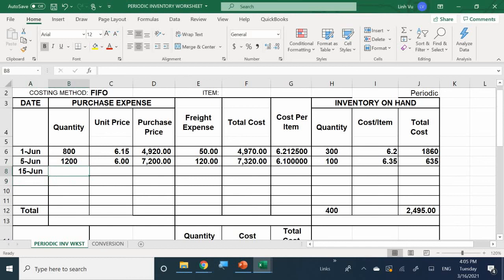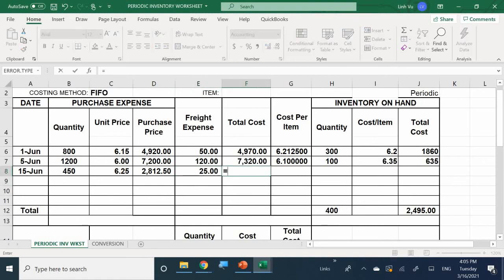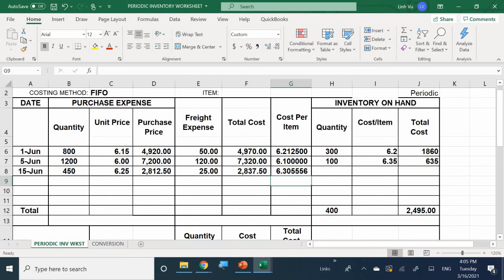So then let's say June 15th, I ended up buying another 450 items, okay? And let's say it went up once again to $6.25. That's why I didn't buy too many, because it went up too high. So what is my purchase price here? $2,812.50. Good. And let's say my freight was $25. So what's my total cost here? $2,837.50. Making my cost per item $6.305. Okay, I rounded it off.